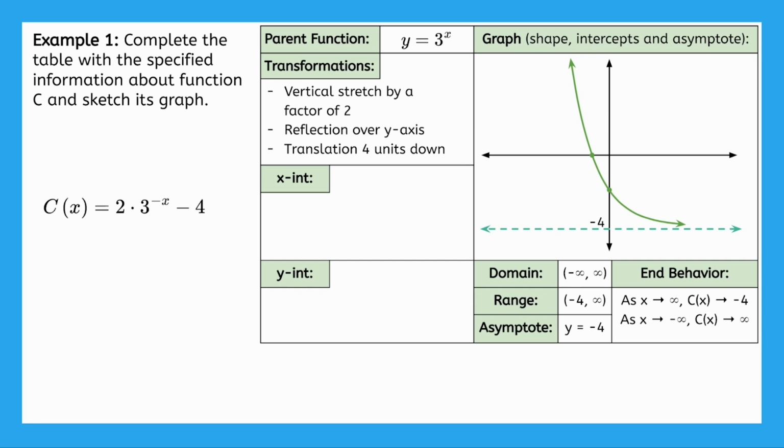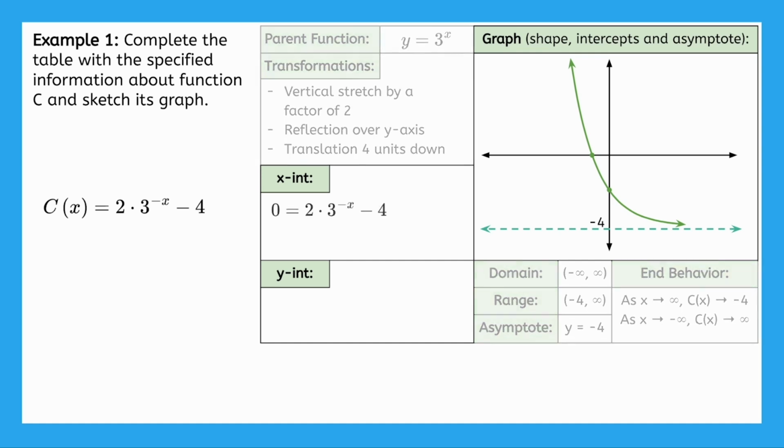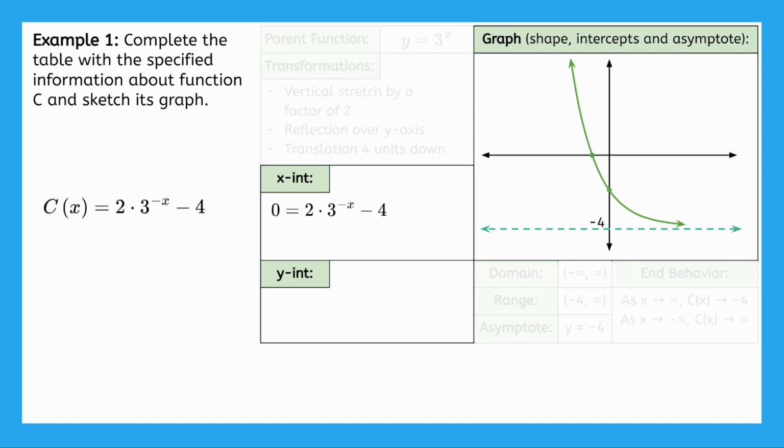An x-intercept is when the value of y is 0, so we can replace c of x with 0 and solve for x. Adding 4 and dividing by 2 on both sides, we get 2 equals 3 to the minus x, which leads to x equals negative log base 3 of 2. Putting this in the calculator, we get that our x-intercept is approximately 0.631.